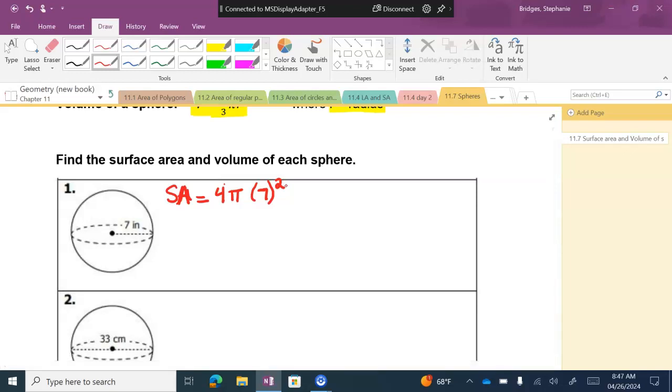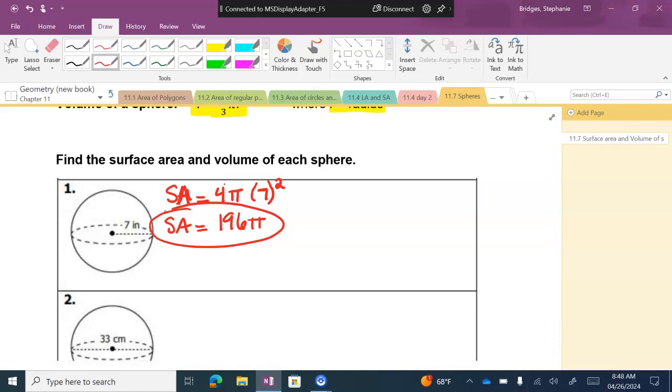Once you plug in the value of your radius, you go straight to your calculator. What I want you to do in your calculator is do 7 squared first. And then once you have 7 squared, I want you to multiply that by 4. Then whatever that number is, we're going to stick pi on it, and that would be my surface area. So we're going to do 7 squared, and then times 4, what does that give me? 196, and then we're just going to stick the pi symbol on it. Everybody okay with that?